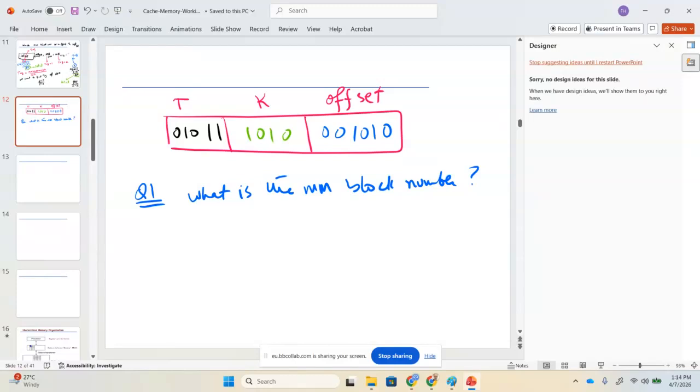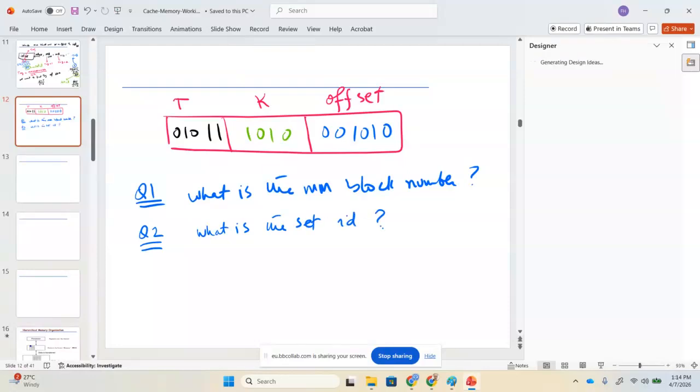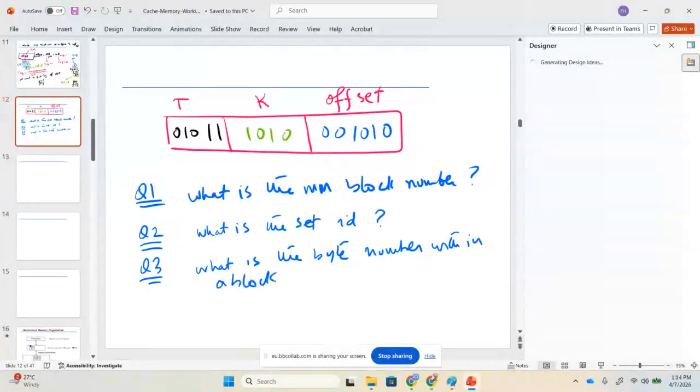Yes. This may be the question in exam. Okay, question number 2. What is the set ID? Question number 3. What is the byte number? Question number 4. How many sets are there? So these are all the questions of exam.